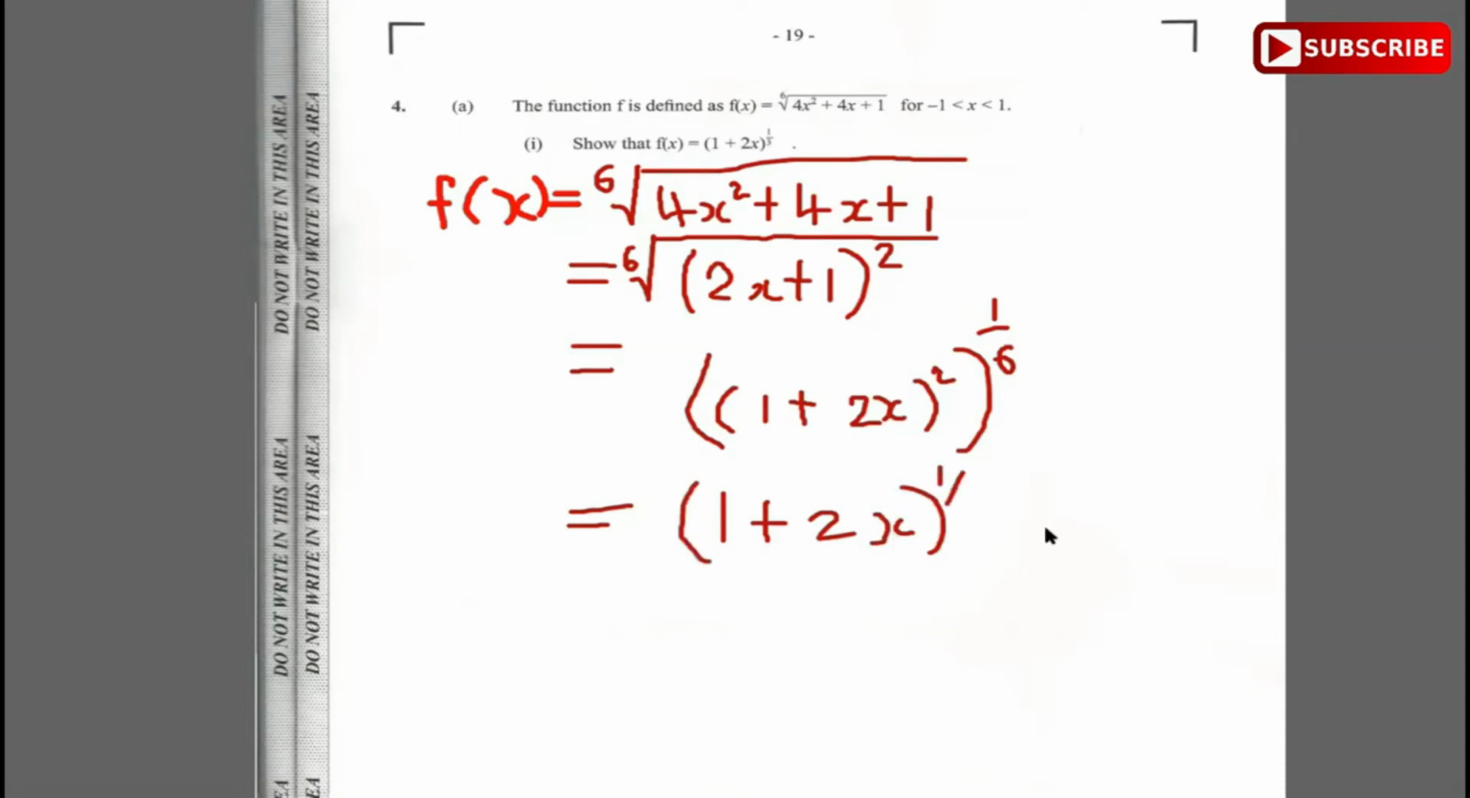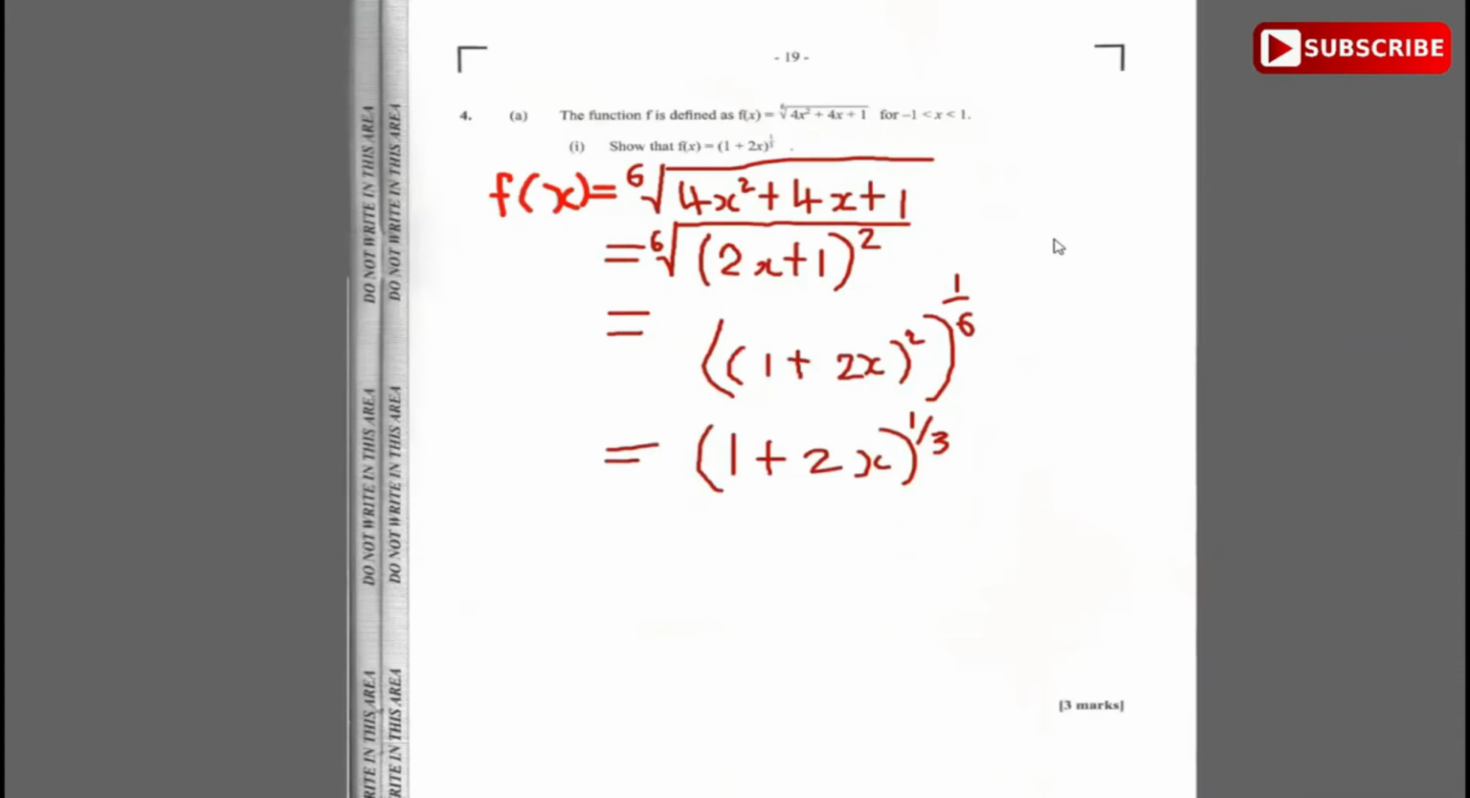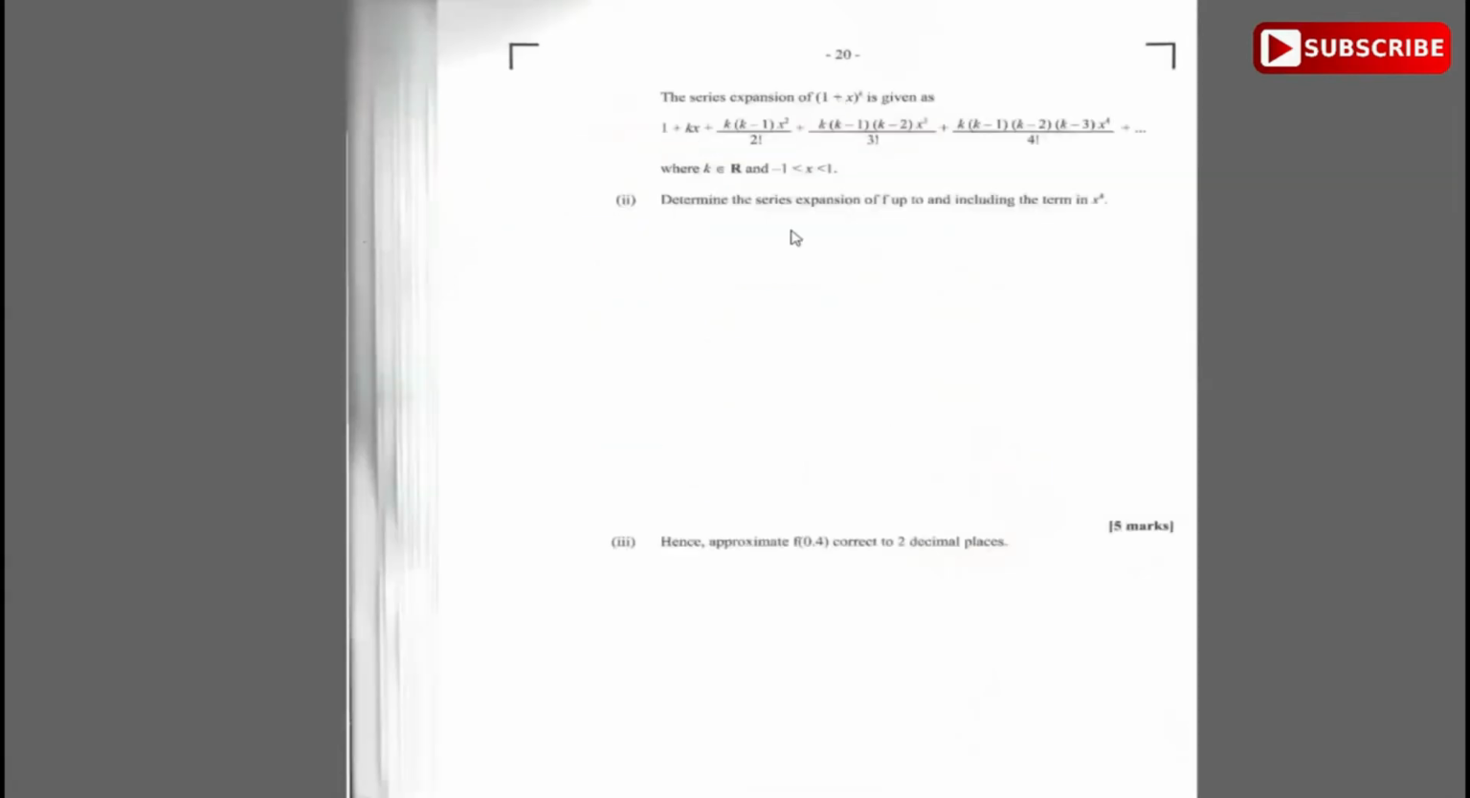Nice and easy, soft. And that's that. That's how we get f of x. So that's question 4, part A, I. Nice and easy. All right. So let's look at this.